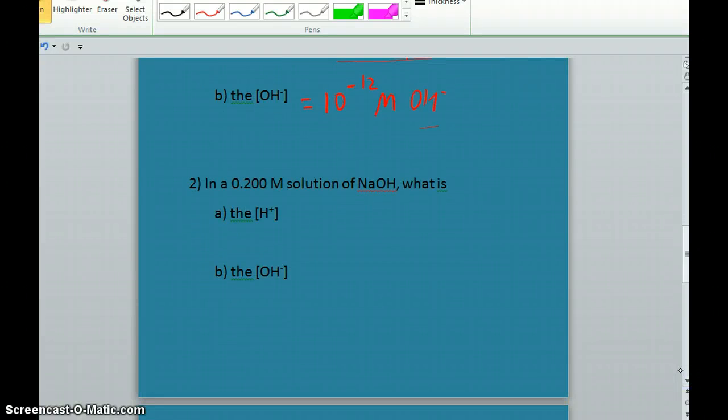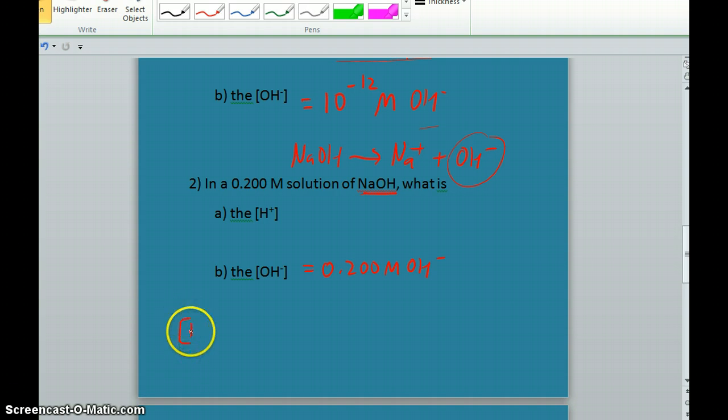Now, if we want to think the same way, only in terms of a basic solution, we know that sodium hydroxide is a very strong base. It's highly soluble. It completely dissociates into sodium and hydroxide ions. So, of course, if you have 0.2 of a mole per liter of sodium hydroxide, you're going to have 0.2 of a mole per liter of hydroxide. And that would be our concentration of hydroxide ions. How would you find the proton concentration?